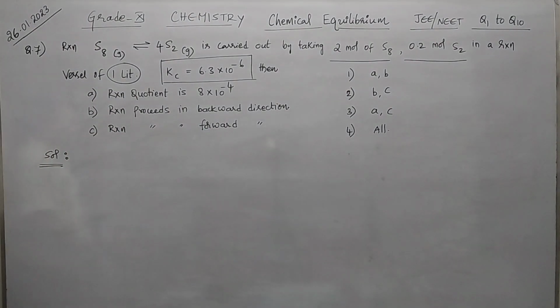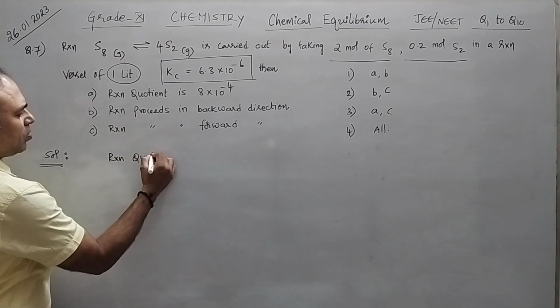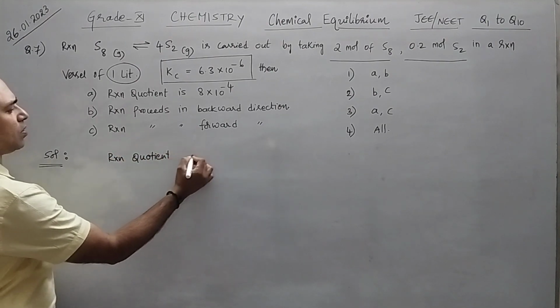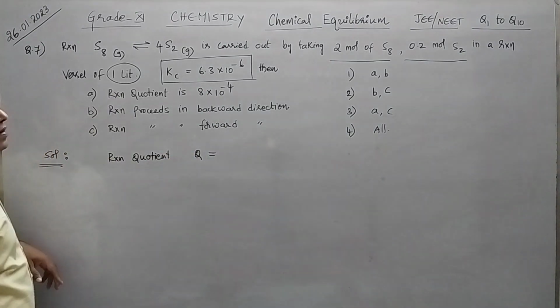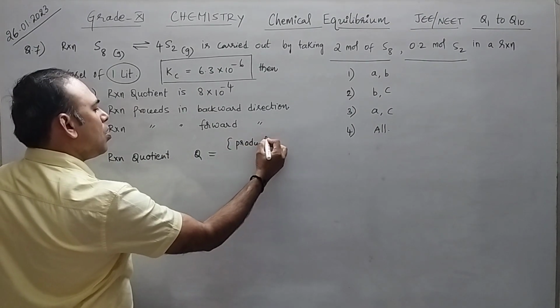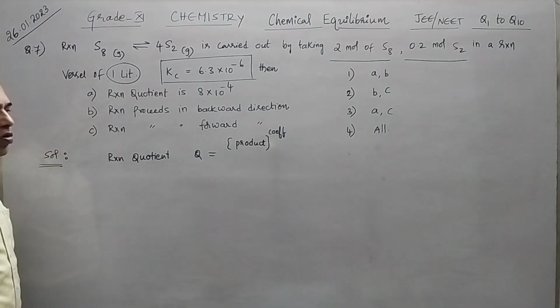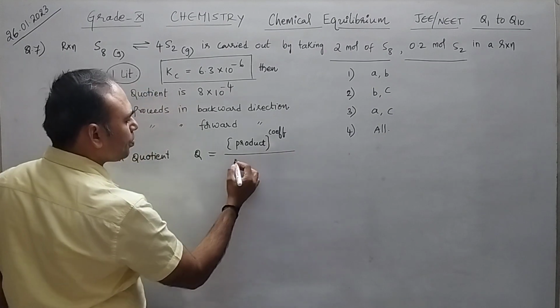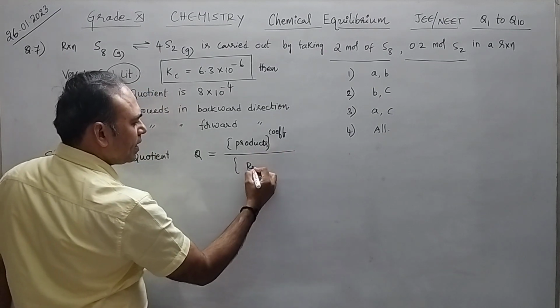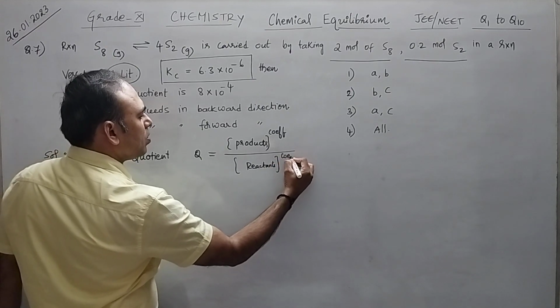To solve this, first let us see what the reaction quotient is. We know that the reaction quotient Q is nothing but the product concentration raised to the power of its coefficient divided by the reactant concentration to the power of its coefficient.